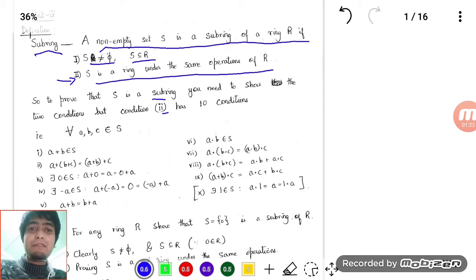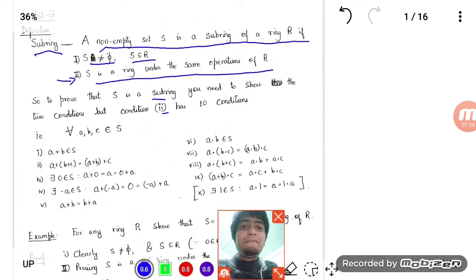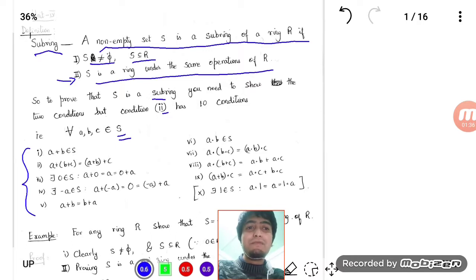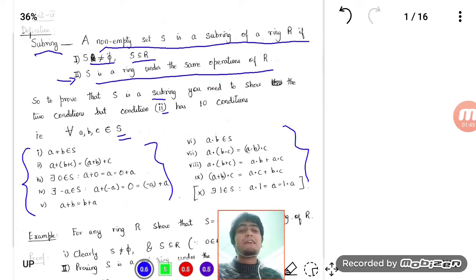And if you remember, a ring already contains 10 conditions. Just to remind you, these are the 10 conditions of a ring. Remember, when we were dealing with rings, this one belongs to R, but because we need to prove the conditions of a ring for the subset, everything belongs to S. So these are the 10 conditions that are contained in condition 2.